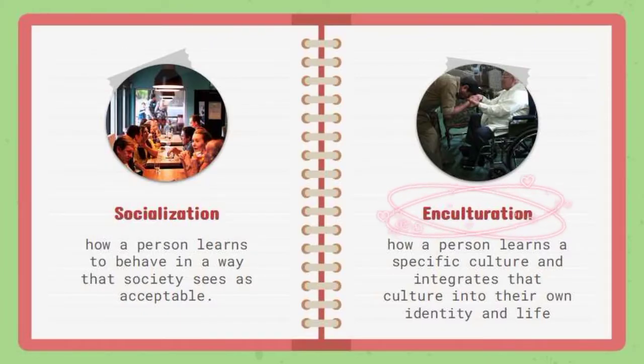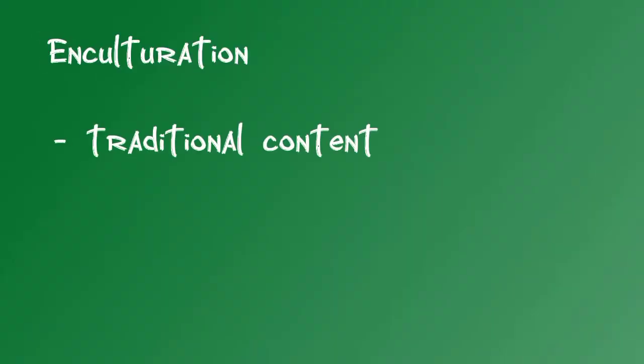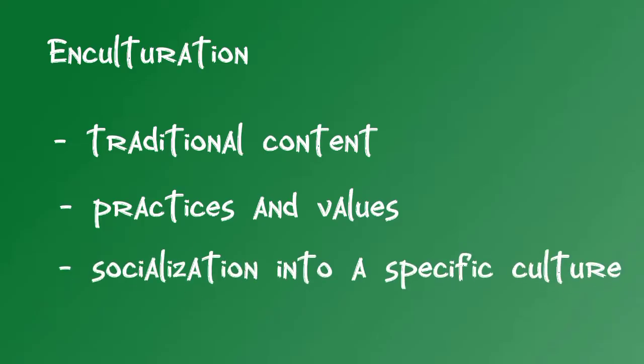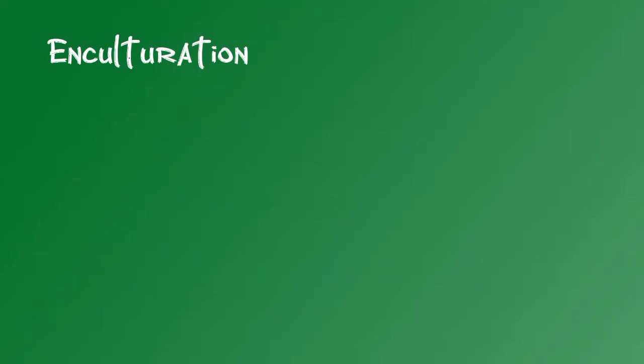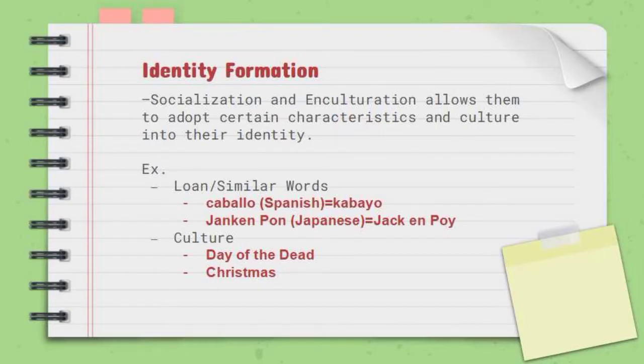Enculturation, on the other hand, as described by Merriam-Webster, is the process by which an individual learns the traditional content of a culture and assimilates its practices and values. In simpler words, this is basically socialization into a specific culture. An example for our country would be how we adopted many Spanish words into our language after being colonized by them for 333 years. Identity formation, socialization, and enculturation allow them to adopt certain characteristics and culture into their identity.